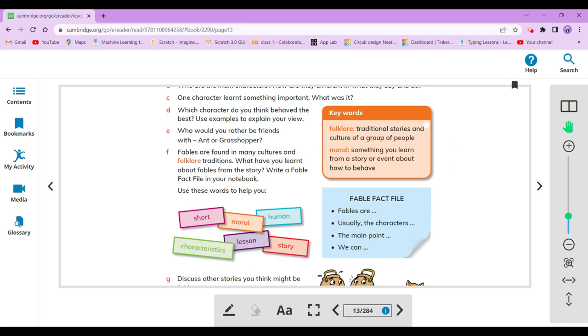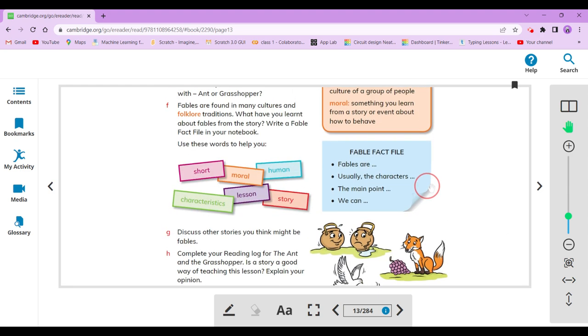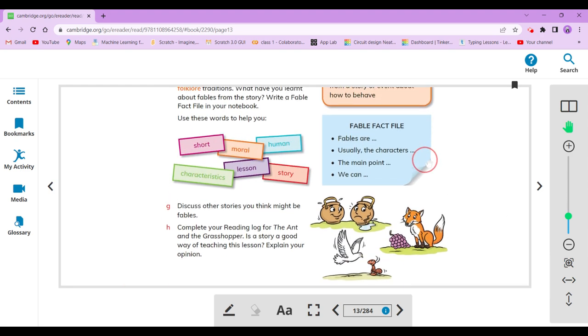Now the keywords are folklore: traditional stories and culture of a group of people. Moral: something you learned from a story or event about how to behave. Fable fact file: fables are usually short, the characters have human characteristics, the main point is a moral. Let's see what your ideas are in the comment section down below.